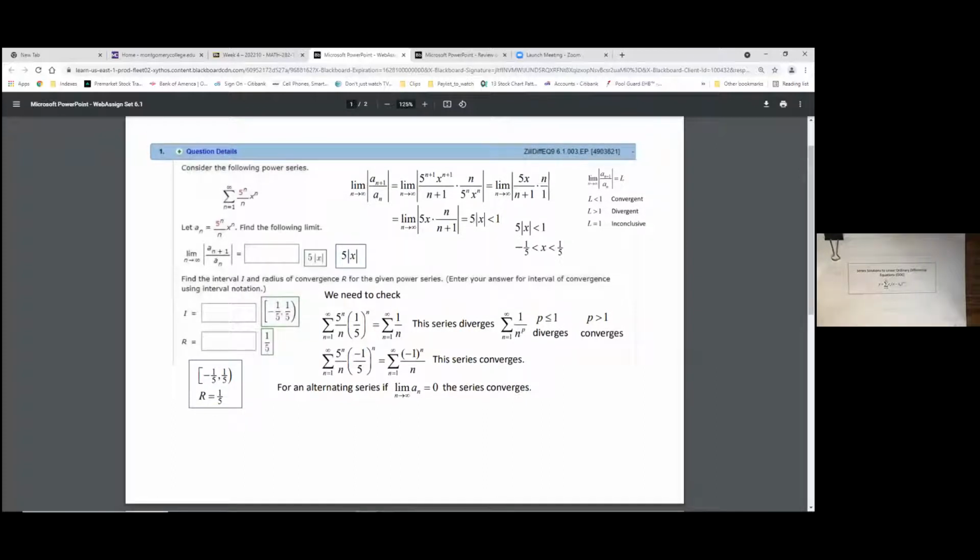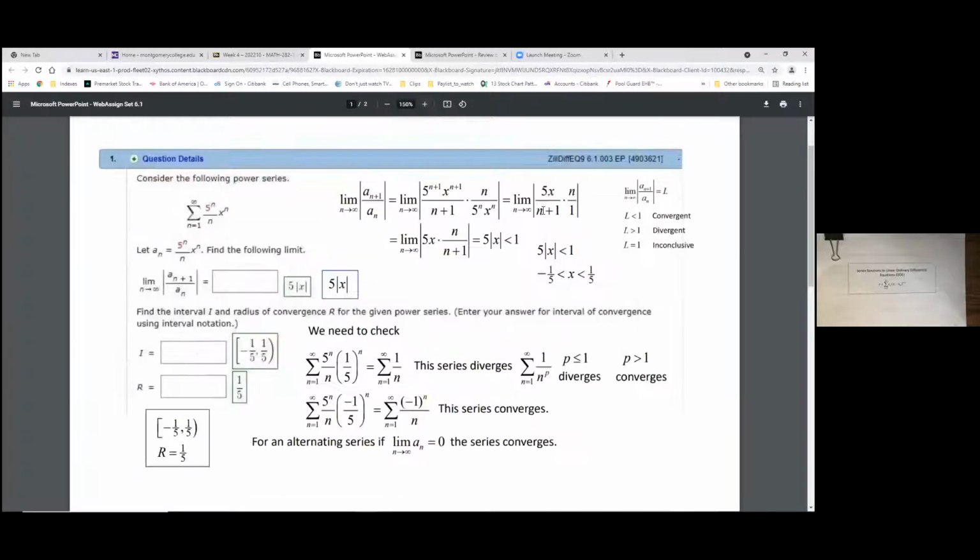So just now, this is something you should have learned in calculus too. Just a quick review: one of the ways we could determine what values of x this series is going to converge for is the ratio test. I'm showing you right here, this is the ratio test. Wherever I have an n, I put n plus 1, and then you divide by n, and then you take the limit as n goes to infinity.